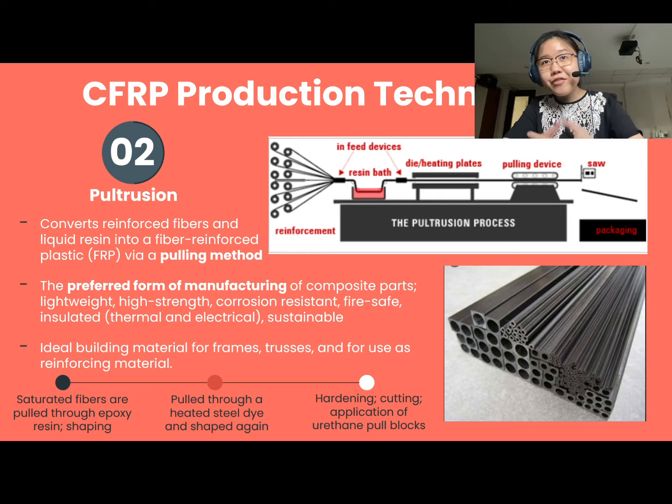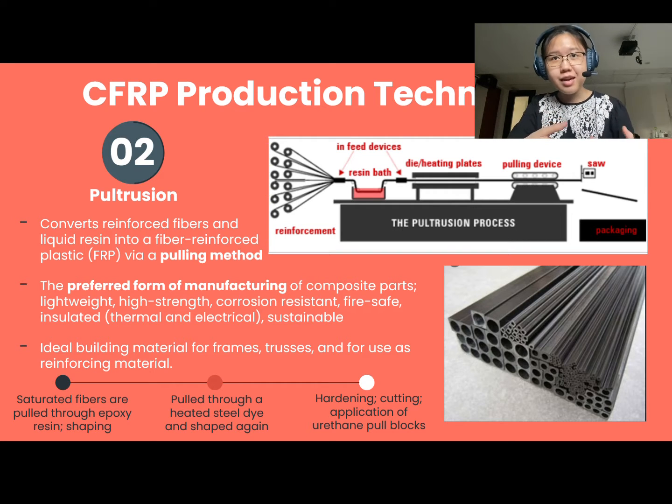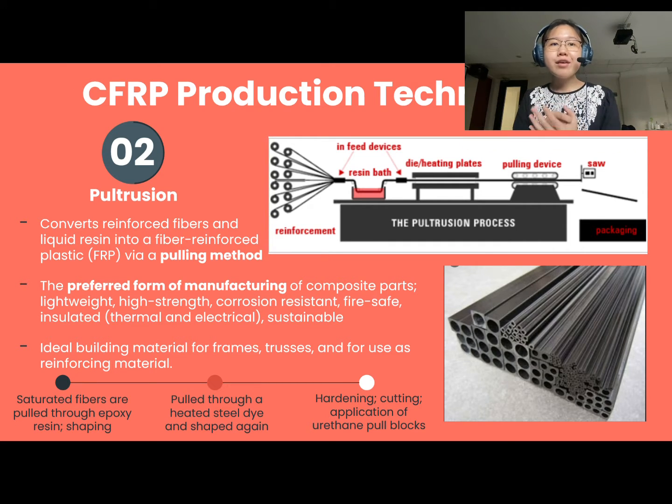The second CFRP production technique is known as pultrusion, which produces the reinforced fibers via a pulling method. This is the preferred form of manufacturing because pultruded products usually last longer when compared to the corrosion levels of other metals used in bridges, since pultruded products are usually resistant to weather-induced decay.